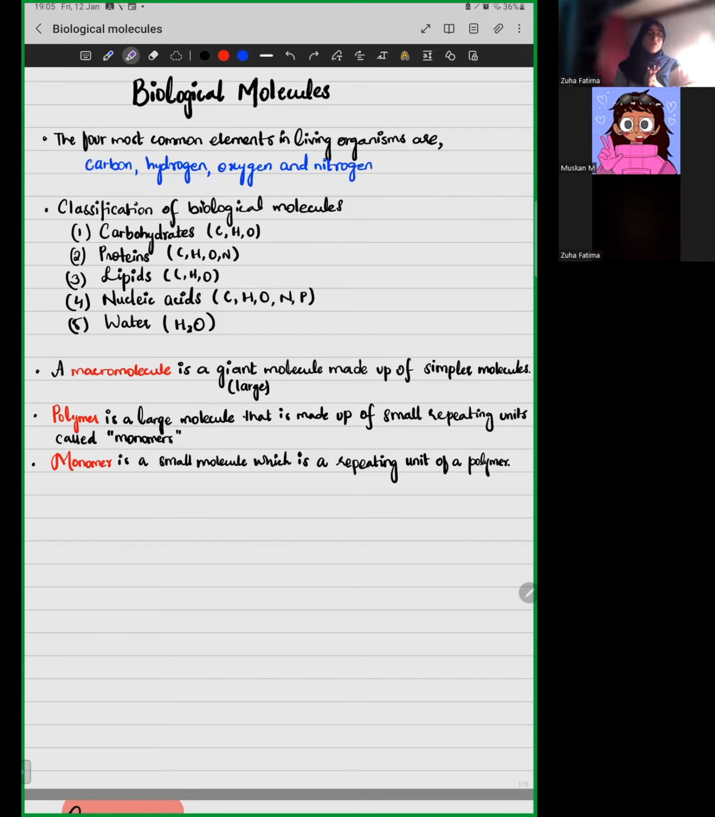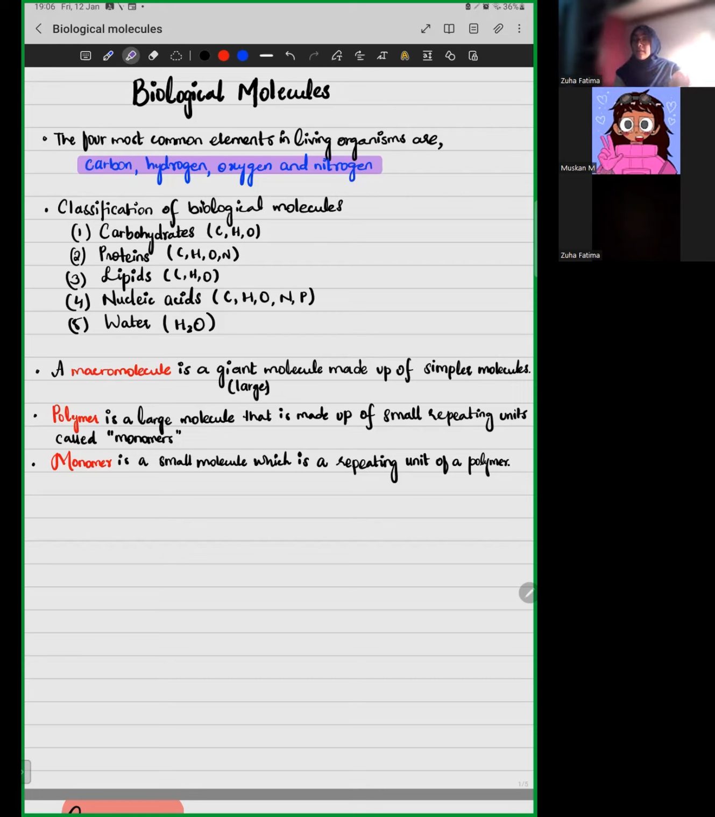Now, the four most common elements in living organisms are basically carbon, hydrogen, oxygen, and nitrogen. And why is that so? Because when we will be studying the biological molecules which make up our body or which are present in our body, those are actually made up of elements. And the most predominant elements in all these biological molecules are what? Carbon, hydrogen, oxygen, and nitrogen.